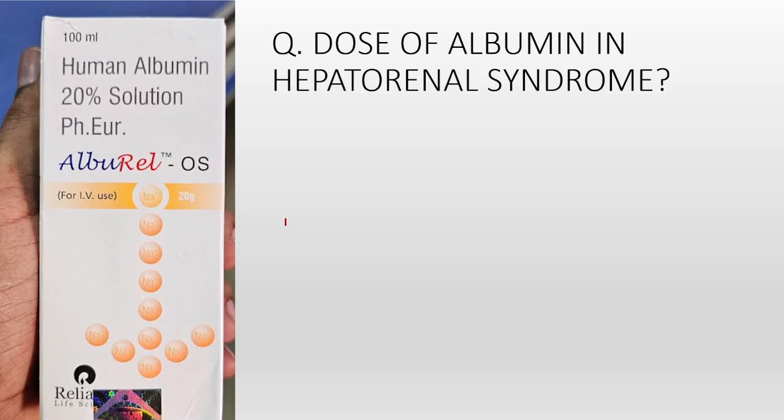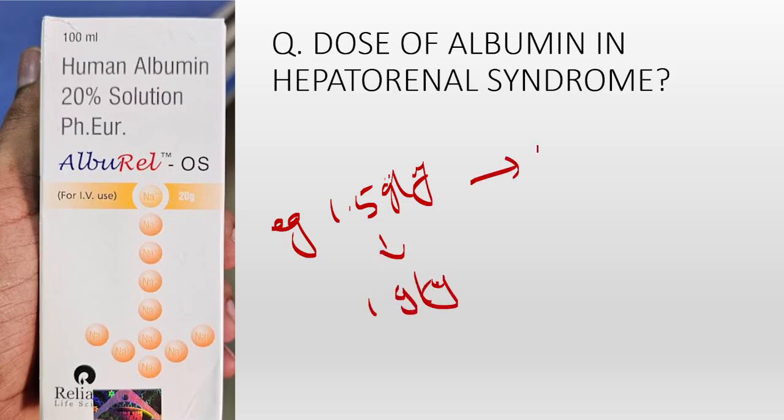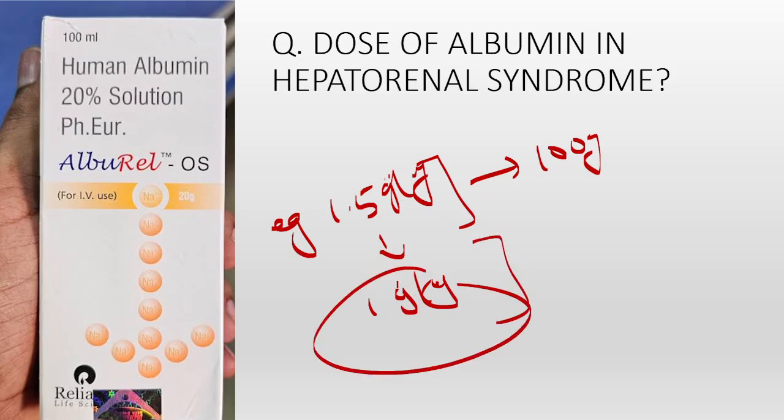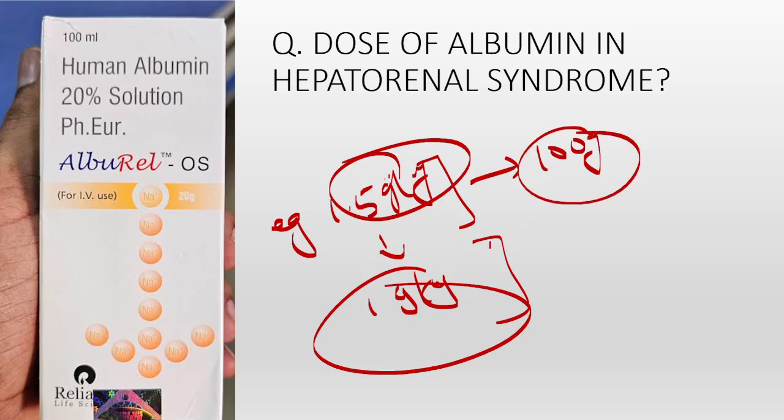Dose of albumin in hepatorenal syndrome. It is 1.5 gram per kg followed by 1 gram per kg. The maximum dose can be up to 100 gram. This for 3 days and subsequently can be given for 14 days. Whichever student wrote this one or this one, we gave the mark. Whoever wrote 100, also we gave, and 40 to 60 gram also we gave. So the correct answer is 1.5 gram per kg, and as per the clinical response, we have to decide on the further dose.